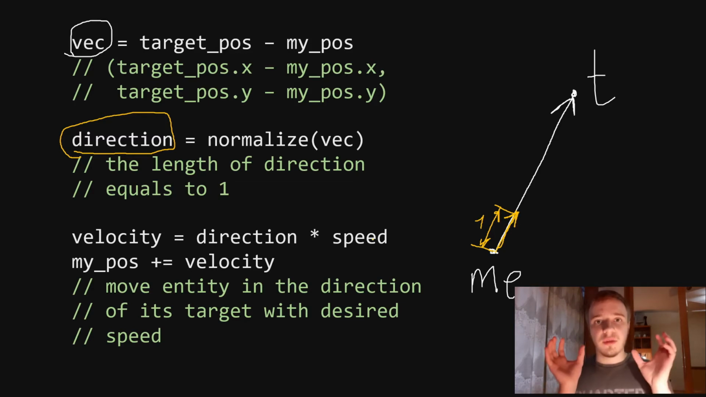The difference between velocity and speed is that speed is a scalar value. That means it's just a measure, a number, right? But velocity is a vector, and a vector has length and direction. So it has the value, but also a direction. For example, we want our character to move with a speed of 5, so we're going to multiply that vector by 5.